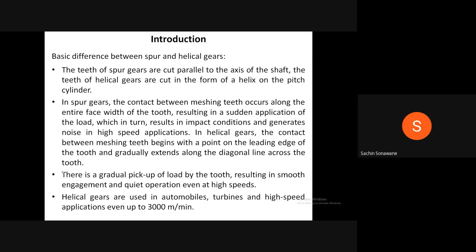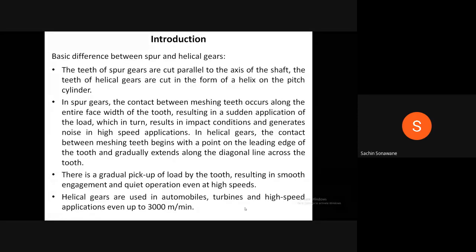Now, since in helical gear there is a gradual pickup of load by the tooth, resulting in smooth engagement and quiet operation even at high speeds. Also, helical gears are used in automobiles, turbines, and high-speed applications, even up to 3000 meter per minute. Therefore, this is the difference between spur gear and helical gear.